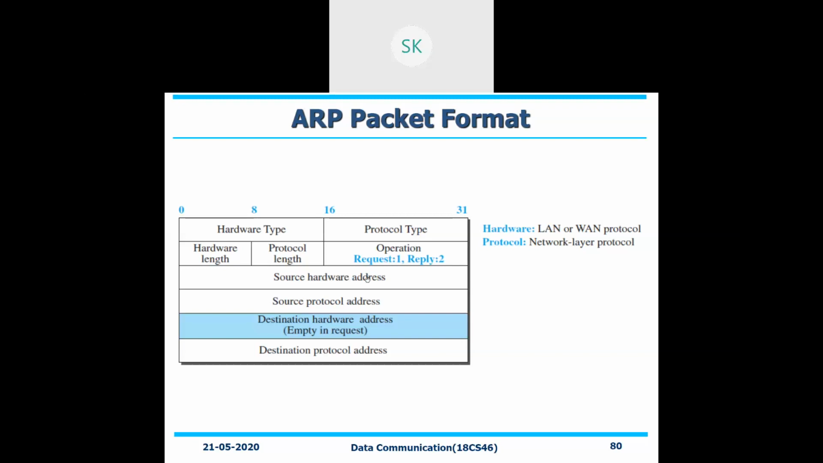Source hardware address is your MAC address of the source, and source protocol address is whichever protocol you are using from the source, that is, from the network layer you are getting it, right? That protocol address is the IP address. The next one is the destination hardware address. Normally, when you are requesting something, this destination address will be empty because this is what we are requesting for. So during the request phase, the destination hardware address will be zeros. That's it. Whereas the destination protocol address will be given. Protocol address is nothing but your IP address. Simple thing. Okay.